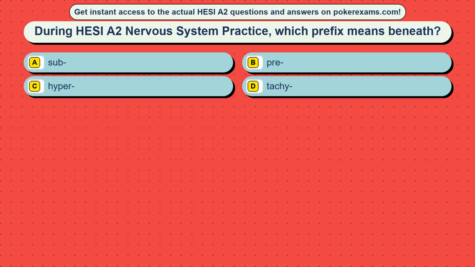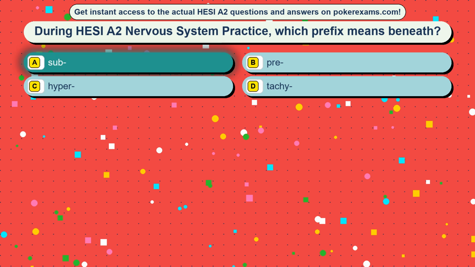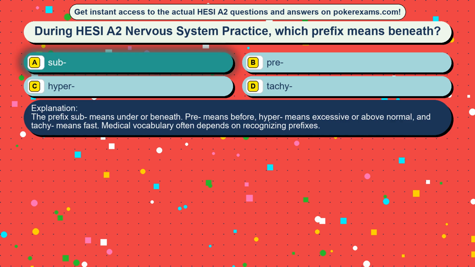Question 41. During HESI A2 nervous system practice, which prefix means beneath? Option A, sub. Option B, pre. Option C, hyper. Option D, tachy. The correct answer is option A, sub. The prefix sub means under or beneath. Pre means before, hyper means excessive or above normal, and tachy means fast. Medical vocabulary often depends on recognizing prefixes.